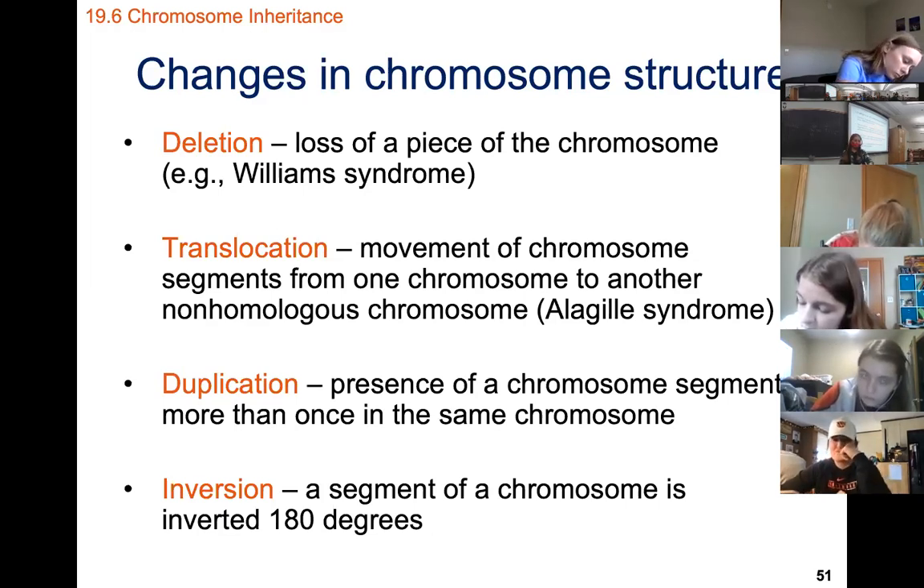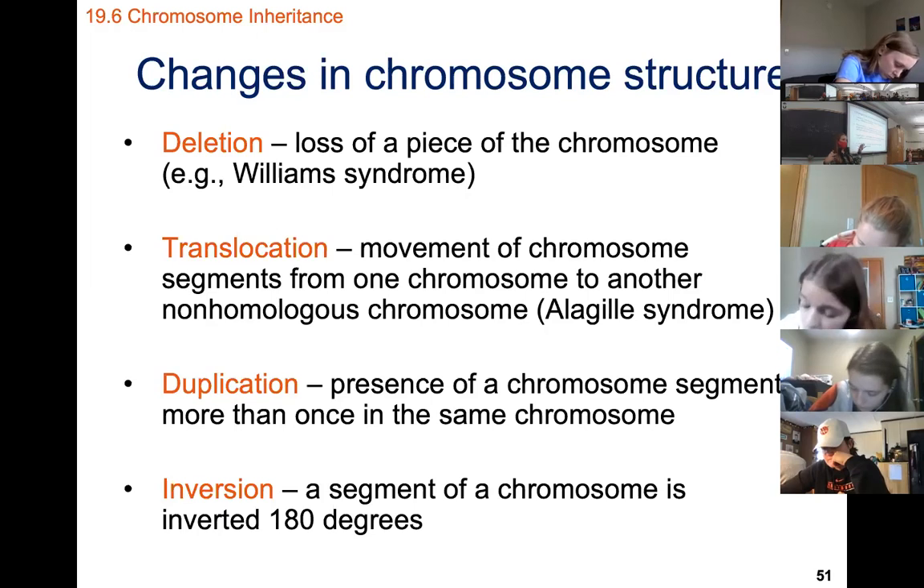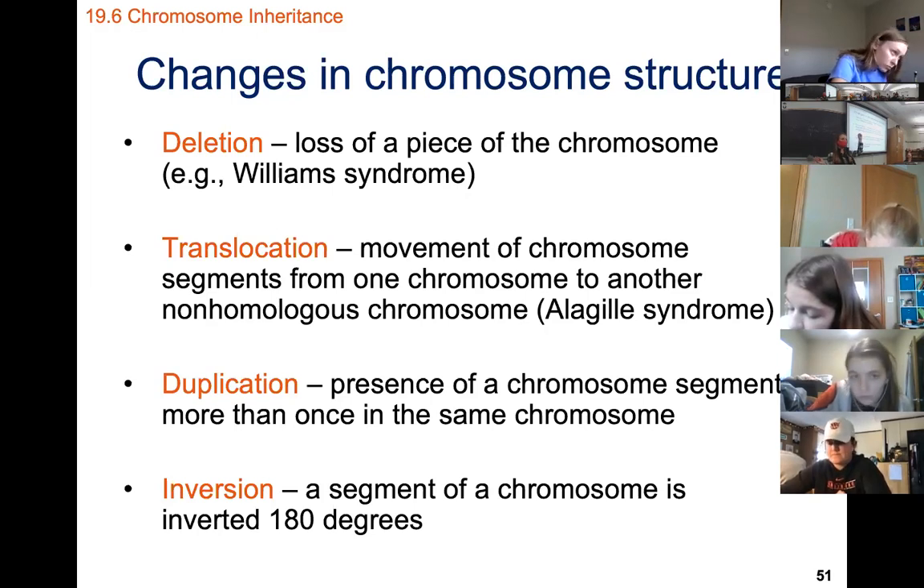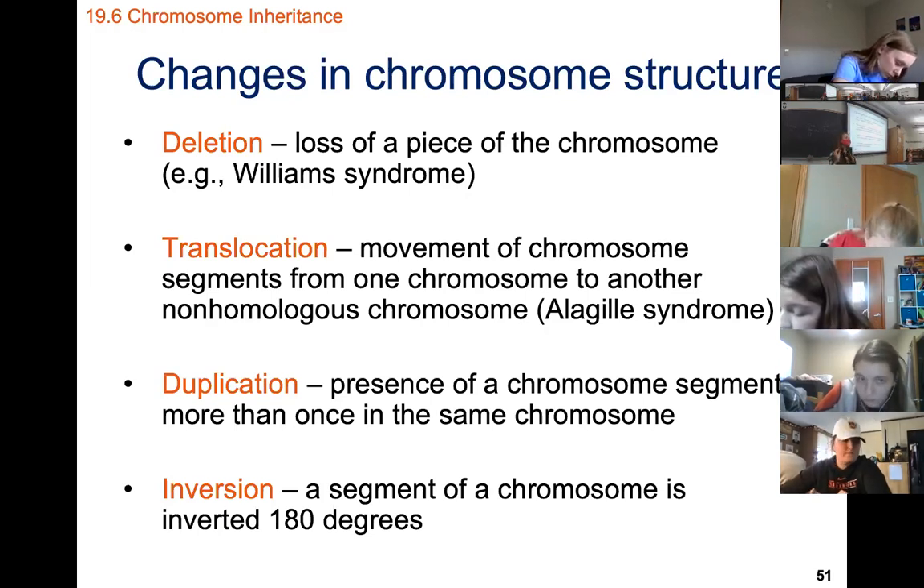You have translocation, which is the movement of a chromosome segment from one to another. If you think of the word translocate, maybe somebody might get translocated for their job, right? They may have to move to a different location for their job. That's the same thing here. You have a part of a chromosome that moves to the other. And I'll show a picture on the next slide if you're more of a visual learner.